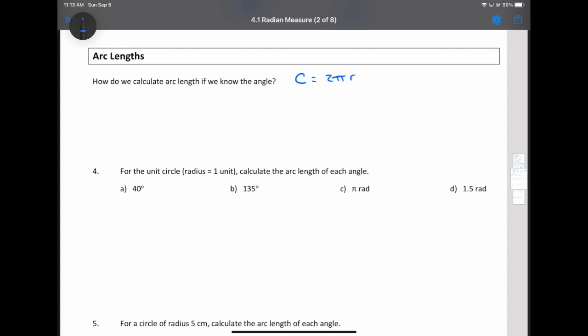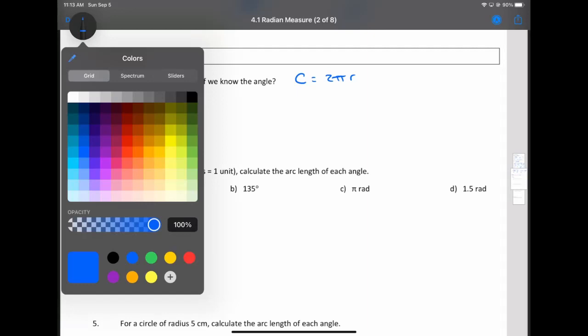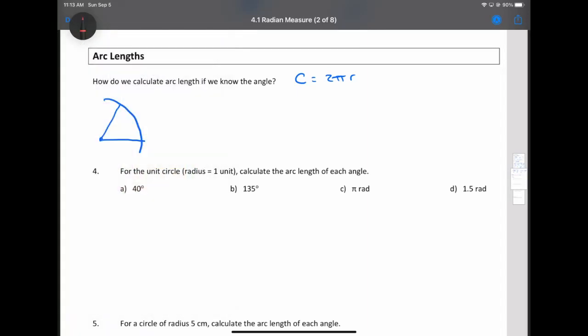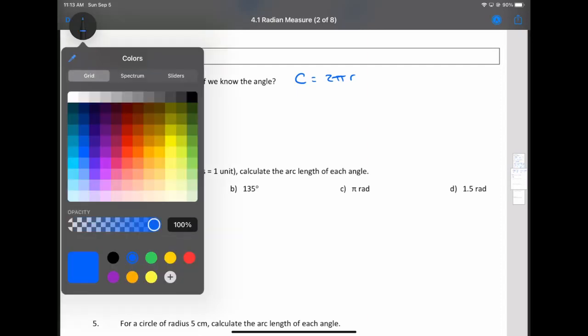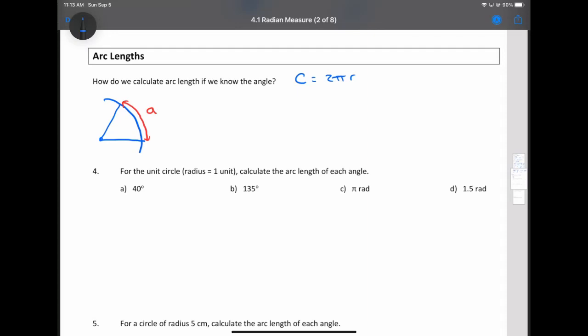Now to find the arc length, and again I'm just going to draw a picture here, center of a circle. This is the arc length, which is a distance. We're going to call it A. You can use different variables for it, it really doesn't matter, but we'll just use a lowercase a.